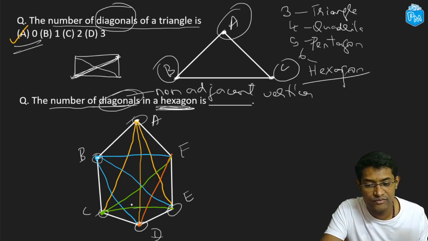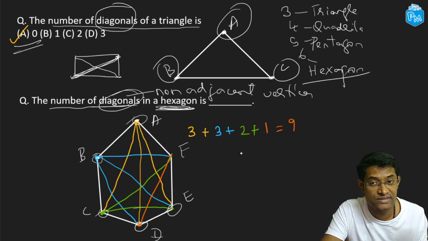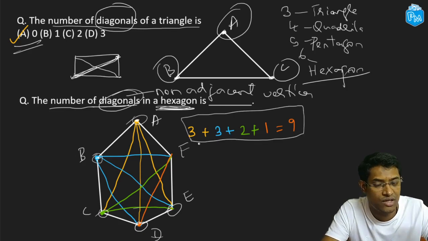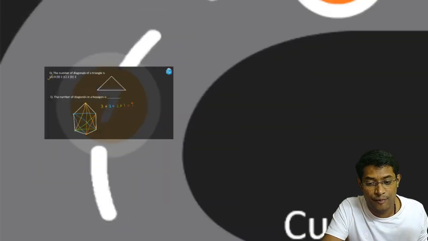Now how many are there? We need to count them. I have 3 over here. I have 3 in blue. I have 2 in green and 1 in orange. So I can see 3 plus 3 is 6, plus 2 is 8, plus 1 is 9, and I have a total of 9 diagonals in this hexagon. In future classes, we will learn about methods by which these types of things can be identified without counting. But at this level, we try to draw the figure, try to draw the diagonals and count them and find the answer. Let's get back to our topic list.